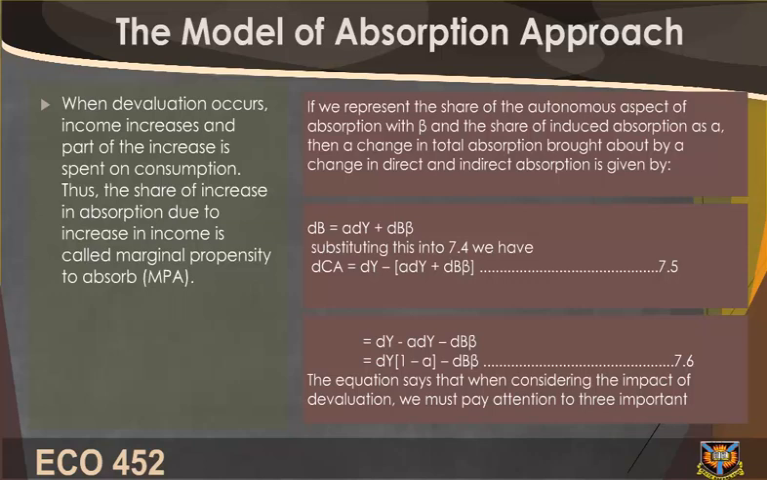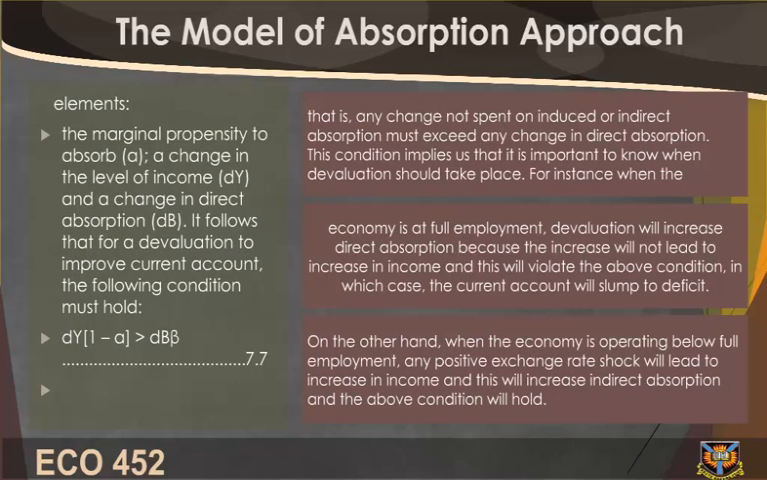If we represent the share of the autonomous aspect of absorption with beta and the share of induced absorption as A, then a change in total absorption brought about by a change in direct and indirect absorption is given by the equation. Substituting this into 7.4, we have the equation says that when considering the impact of devaluation, we must pay attention to three important elements: the marginal propensity to absorb, A, the change in the level of income, Y, and a change in direct absorption, B.